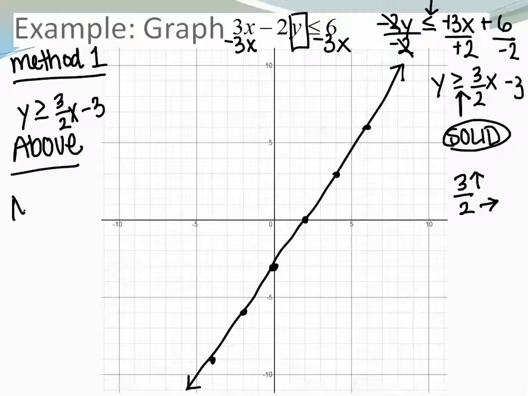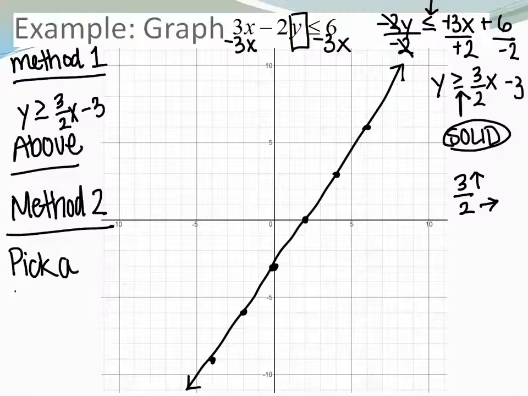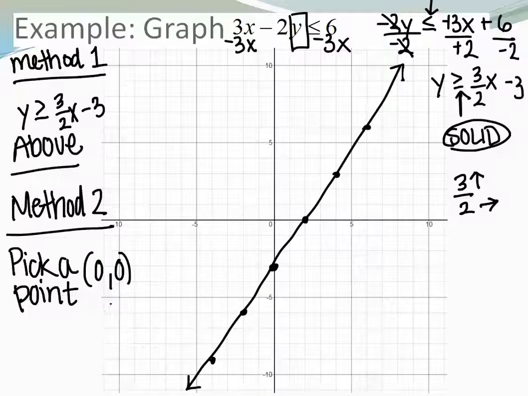Okay, method 2. I'm going to do it again. You pick a point, and the point cannot be a point on the line. It has to be either above or below. And the one that is easy to pick is 0, 0. 0, 0 is the origin right here. So we want to know, is it true? If it's true, we would shade that side. If it's false, then you shade the other side. So we have to test it.